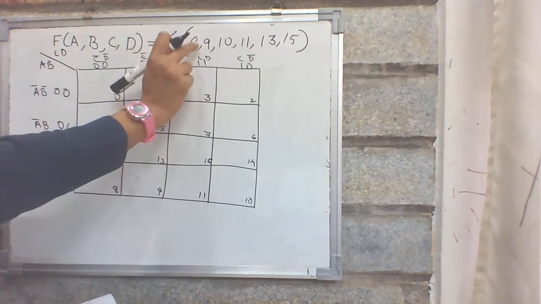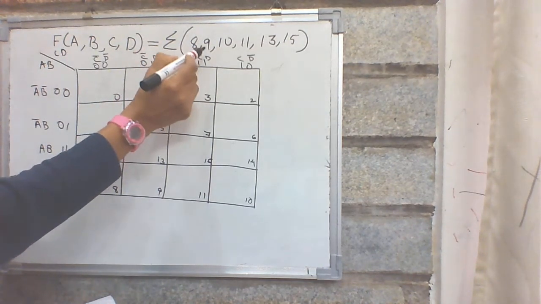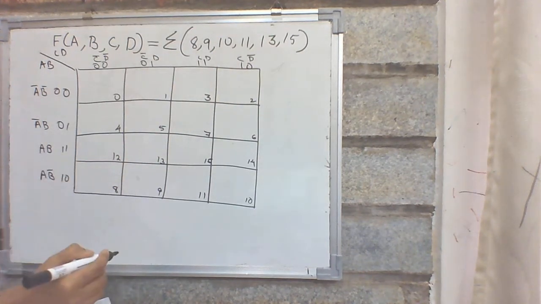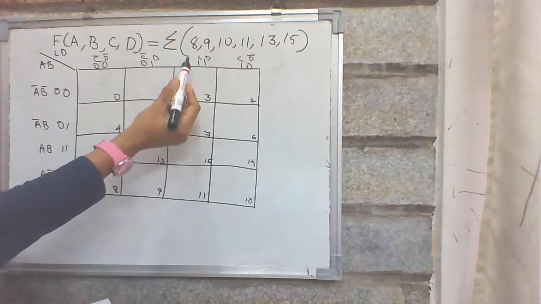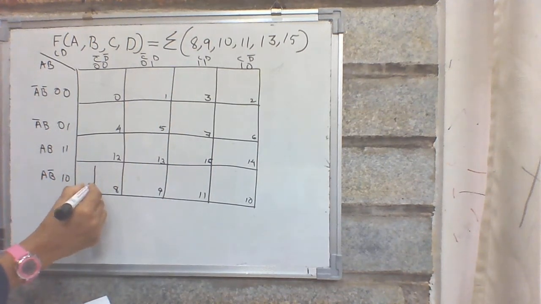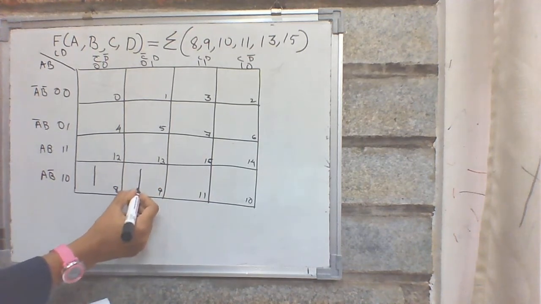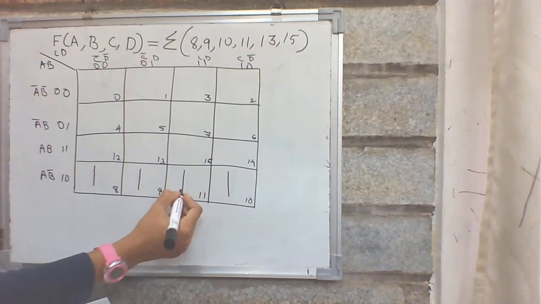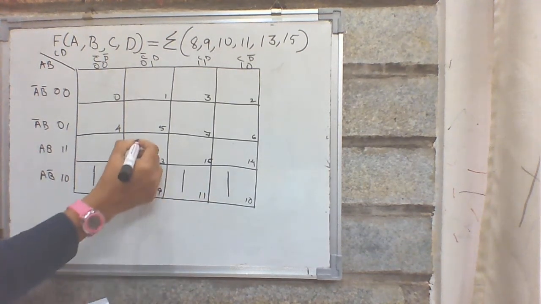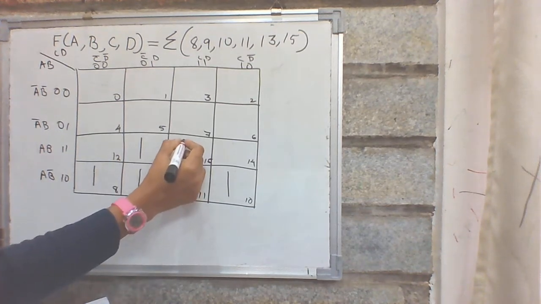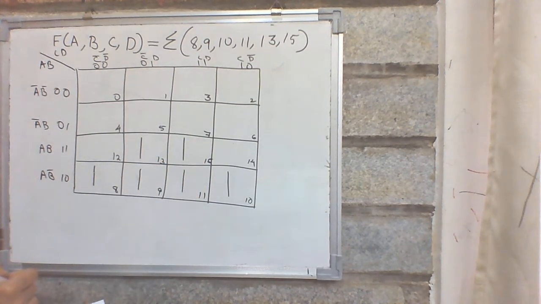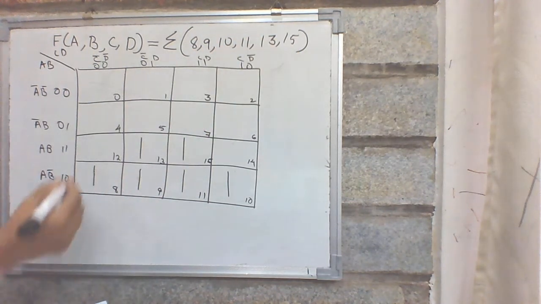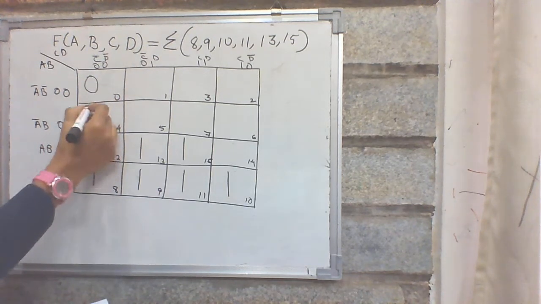Then check this question: sigma 8, 9, 10, 11, 13, 15. This is an SOP, so you have to put 1 in each of these cells. First number is 8, put 1 there. Next one 9, after that 10. Next 11, after that 13, 13 is here. Next one is 15. First you mark the numbers in these cells. Now mark 1. In the remaining cells we can put 0.